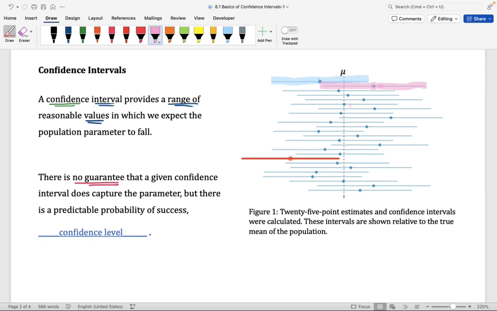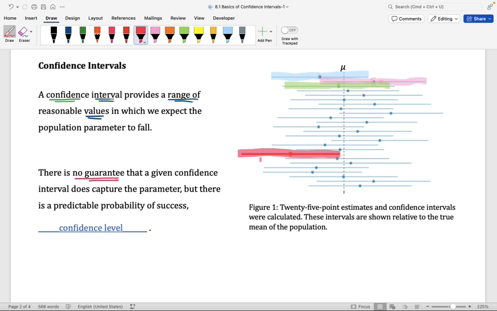And again, we can have someone else go and take a sample, calculate the sample mean, and build a confidence interval around the sample mean. Now, it could be the case that somebody else does the same thing. They come back with a confidence interval, and their confidence interval does not capture the population mean. So be aware that there's no guarantee that the confidence interval you found does capture the parameter. There's going to be a percentage of confidence intervals that do not capture the parameter, and there's going to be a percentage of intervals that do capture the parameter.